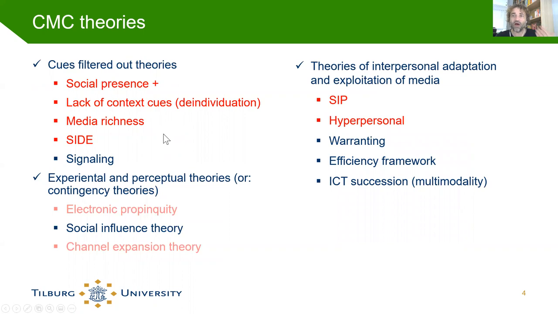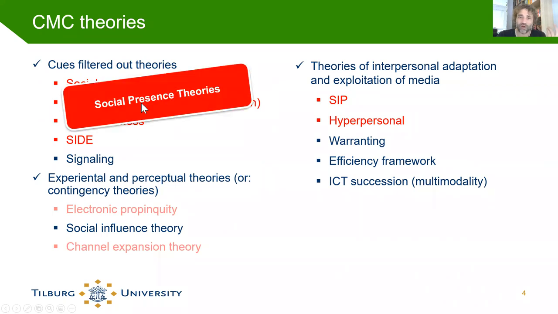So there are a lot of theories about computer-mediated communication, and we are going to discuss basically four. So these three here, social presence, lack of context, and media richness, are basically all social presence theories. And then we discuss SIDE, SIP, and hyperpersonal. We won't discuss these.